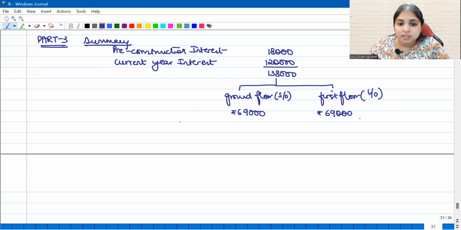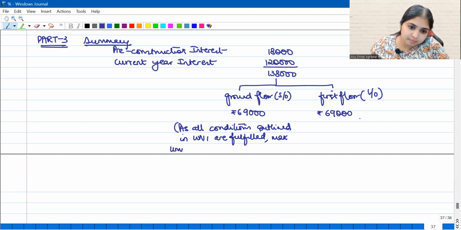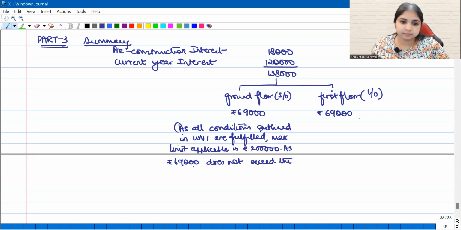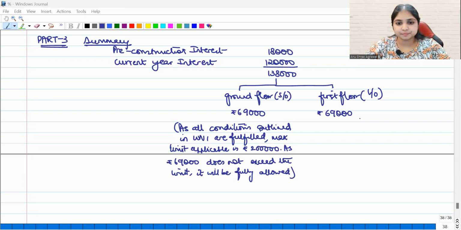Therefore, full 69,000 you will allow. So under this, write down as all conditions outlined in working note 1 are fulfilled, comma, maximum limit applicable is rupees 2 lakhs. As rupees 69,000 does not exceed the limit, it will be fully allowed.